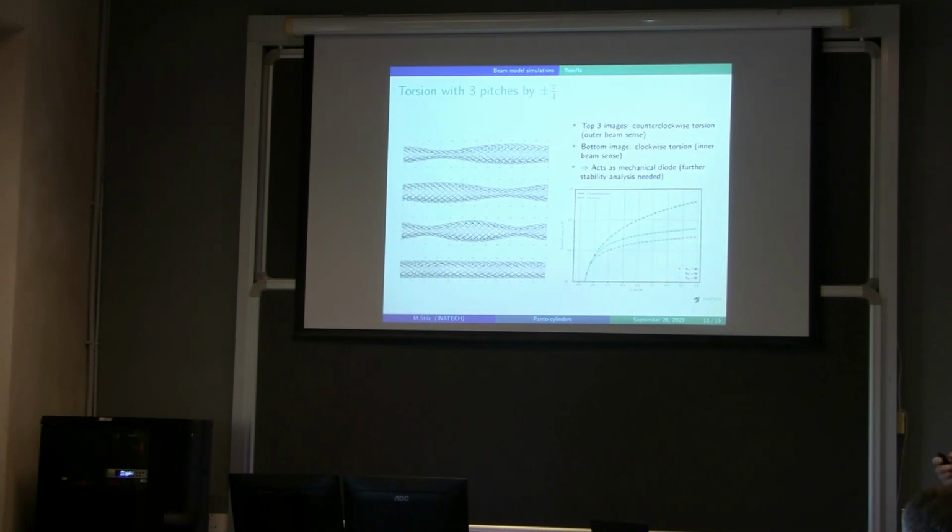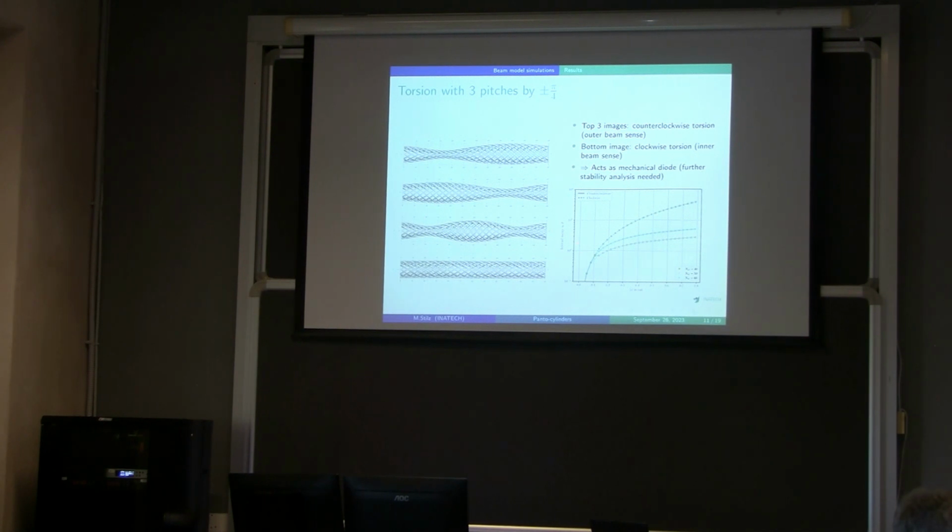And then also torsion tests. The torsion tests also show a quite interesting behavior. The top three images here are all counterclockwise torsions, so in the direction of the outer beams. And we can also see a buckling behavior in these cases. They might look different, so this definitely needs a stability analysis. So where does this happen? How does it happen? But for the clockwise torsion, we don't see any buckling at all. It was kept completely stiff.